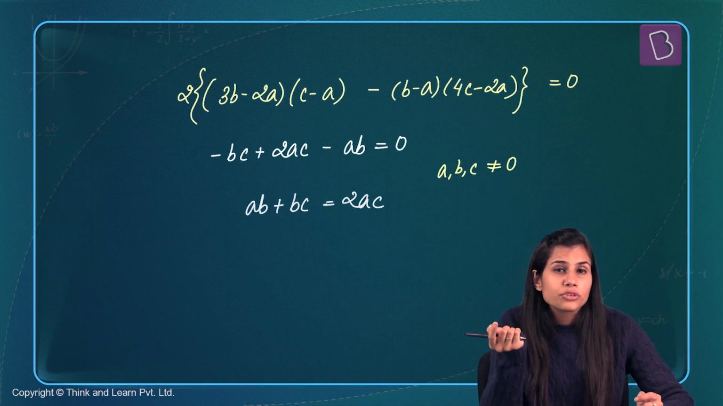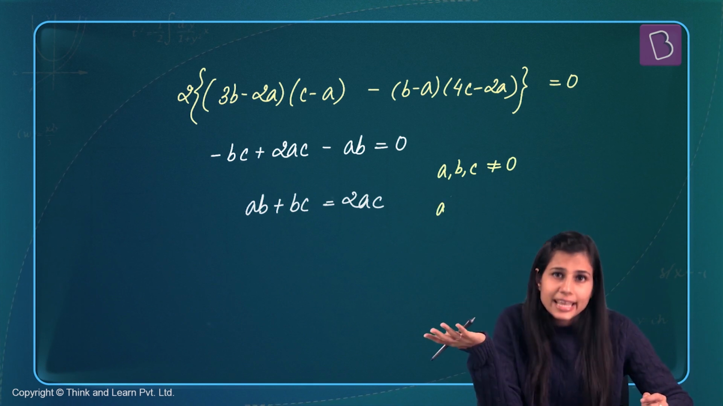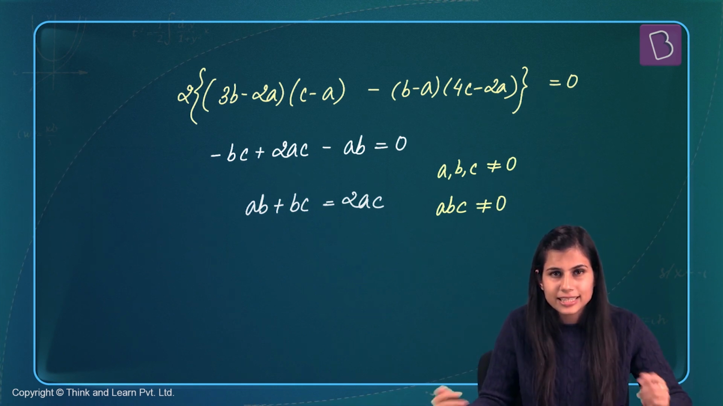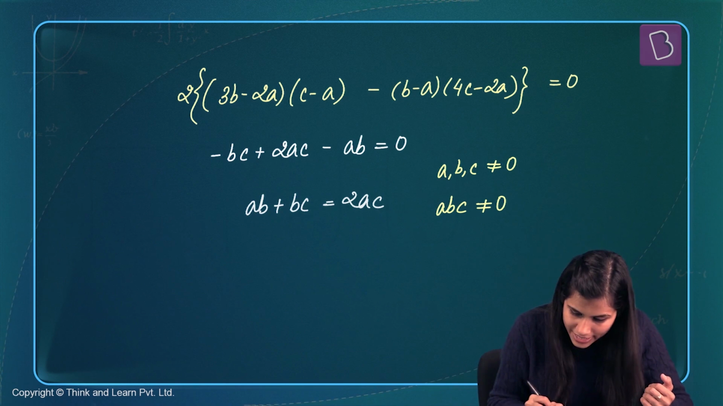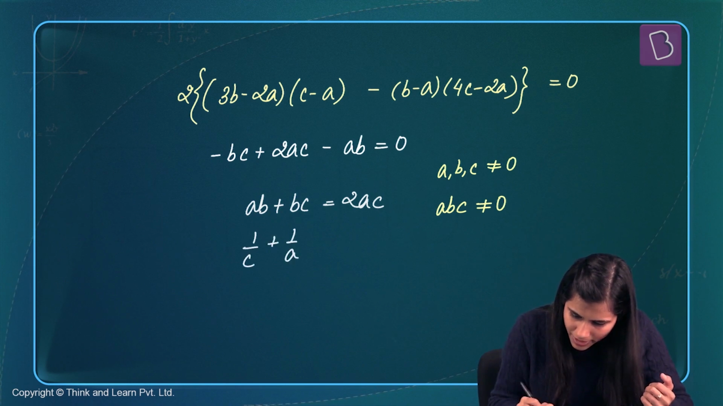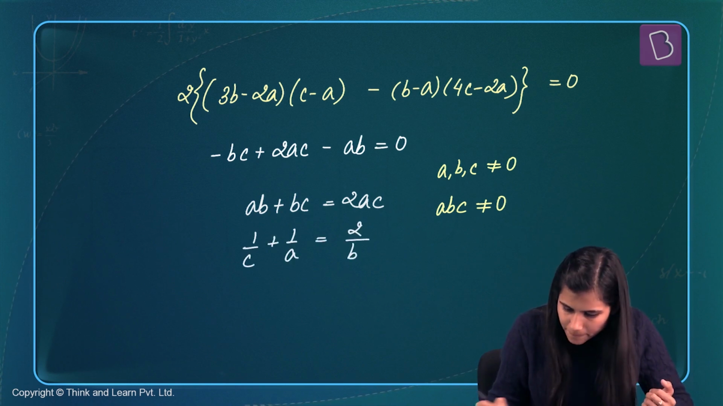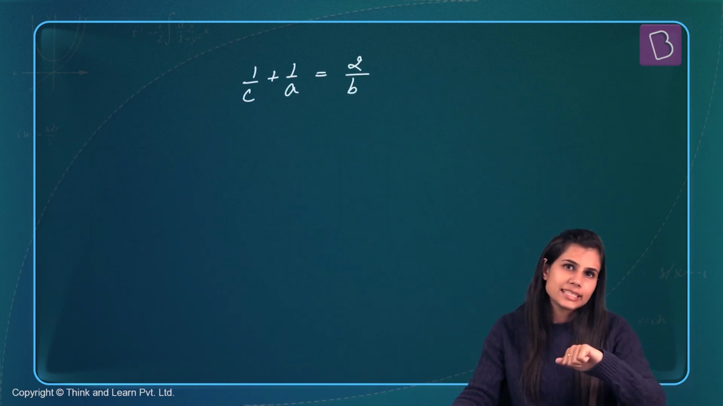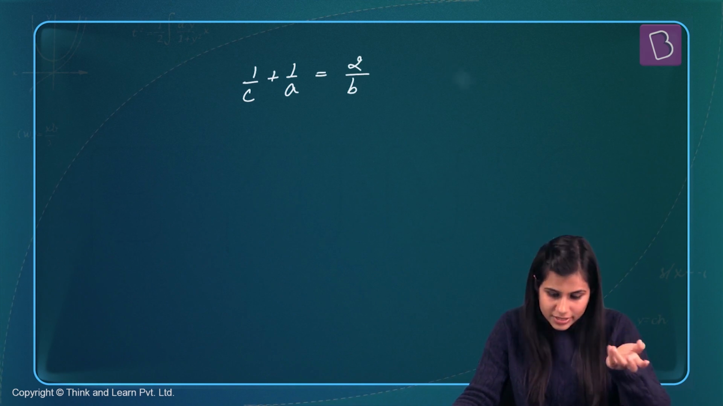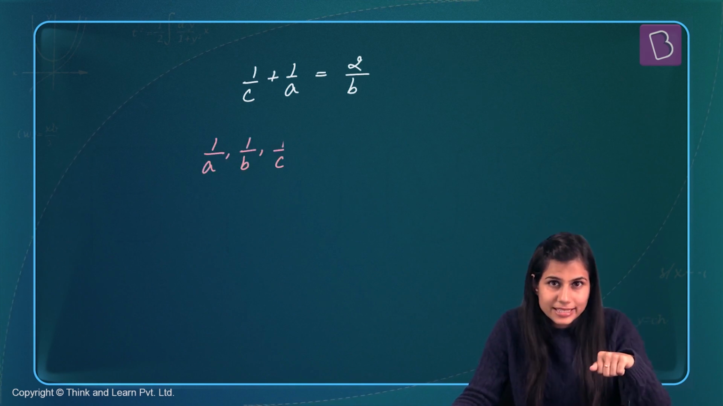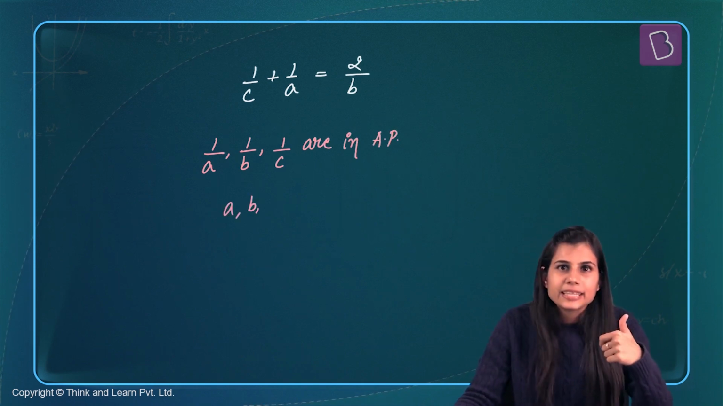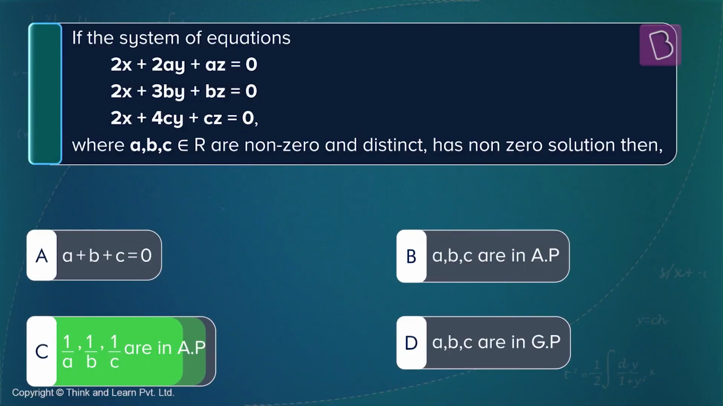Recall that A, B, C, all three were non-zero, so when you multiply them, A into B into C is a non-zero number. So when I divide both sides by A into B into C, that's a valid step. When I do that, what do I get? I get 1 by C plus 1 by A equals 2 by B. And what does this mean? This simply means that 1 by A, 1 by B and 1 by C are in arithmetic progression, and therefore A, B and C are in harmonic progression.